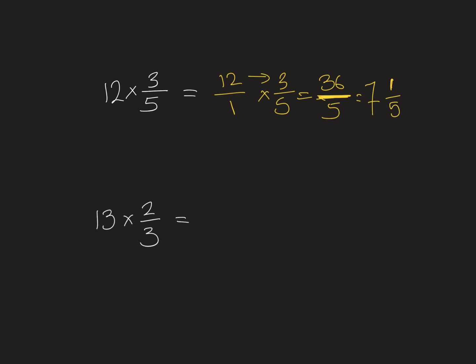So we'll take this 13 and we're going to change it to a top-heavy fraction. So 13/1 multiplied by 2/3. Multiply across the top. 13 times by 2 is 26. 3 times by 1, multiply across the bottom, is 3. Top-heavy fraction here, so we need to think to ourselves, how many times does 3 go into 26? Well, 3 times by 8 is 24. There'd be 2 left over, so it's 2/3. 8 and 2/3 would be your answer.